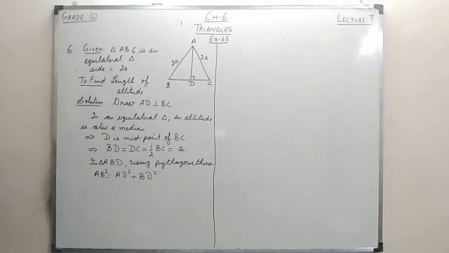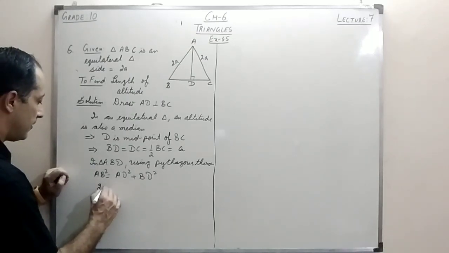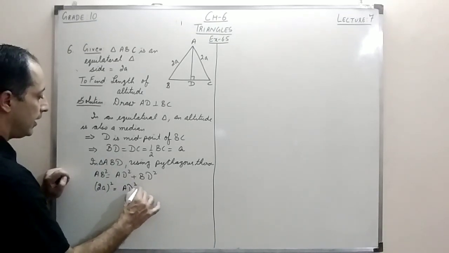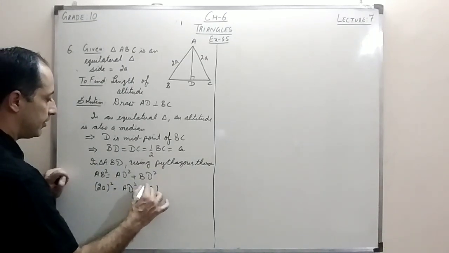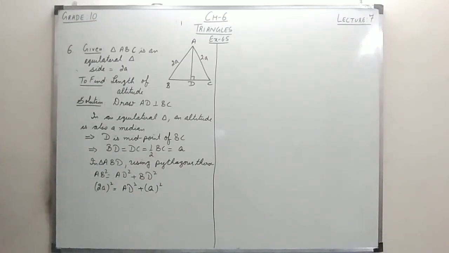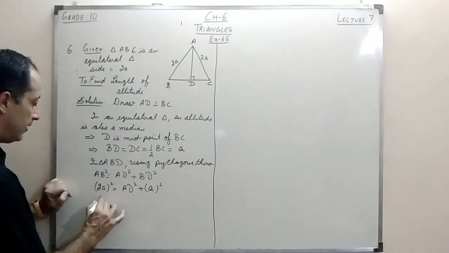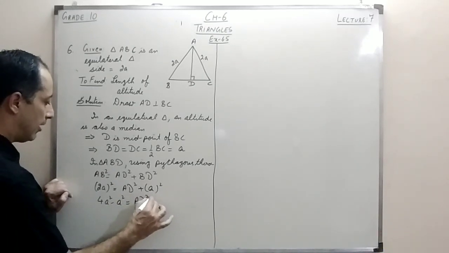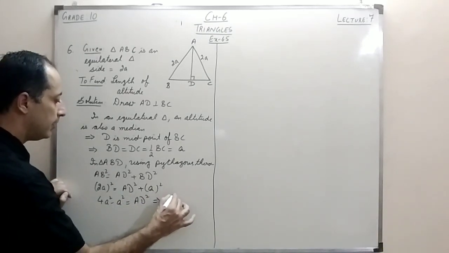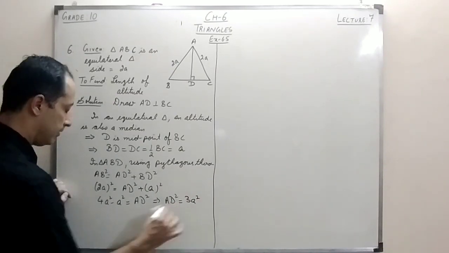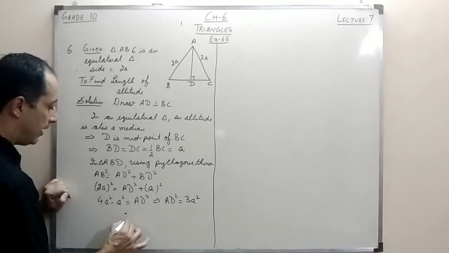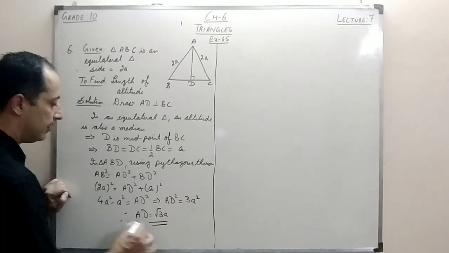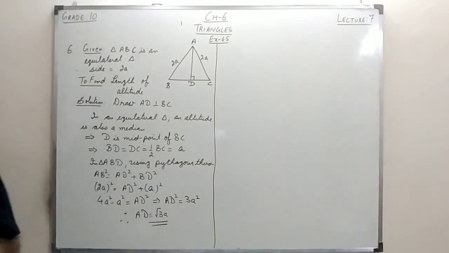Now the value of AB is 2a, so I can write 2a whole square is equal to AD square, which I need to find, plus BD, which I have already found as a, so this is a square. Now 2a whole square is 4a square, and we separate this side and I get AD square. This means that AD square is equal to 3a square. So therefore, the value of the altitude of the equilateral triangle is root 3 a. So this was the 6th question.